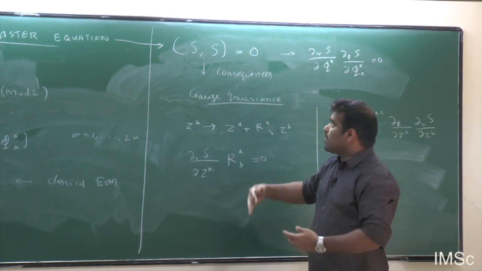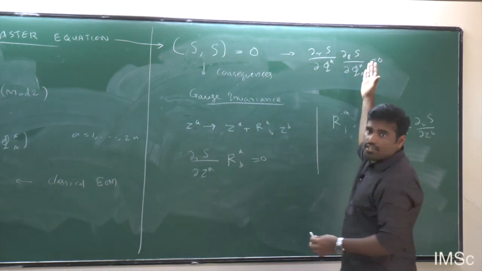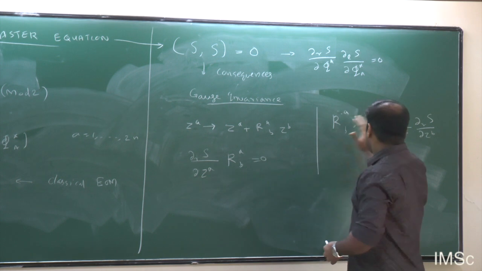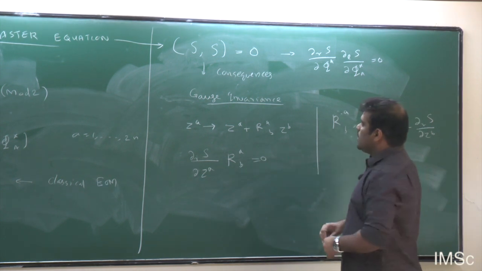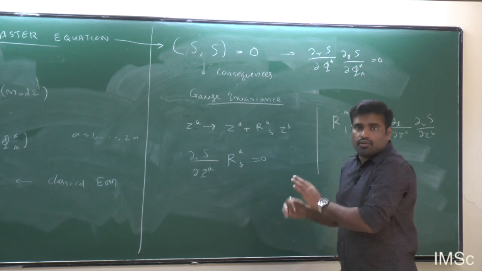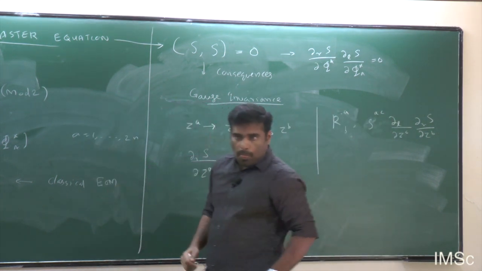What is the master action? The master action is a functional that satisfies this differential equation. So one can use that differential equation to show that this kind of transformation will keep the action invariant. So you can think of that as the gauge invariance for the master action.